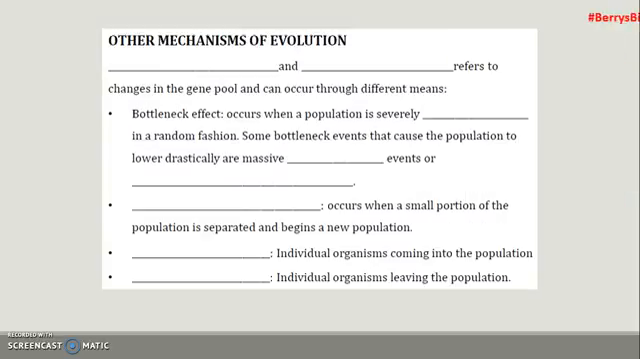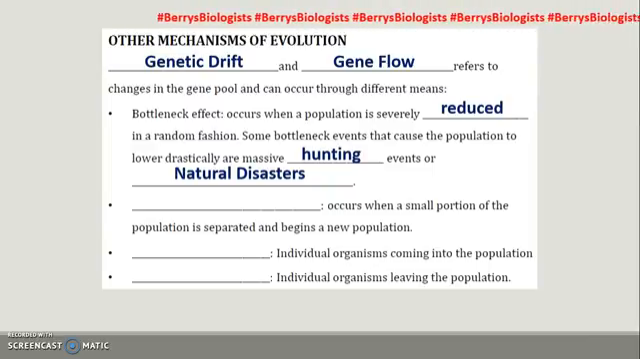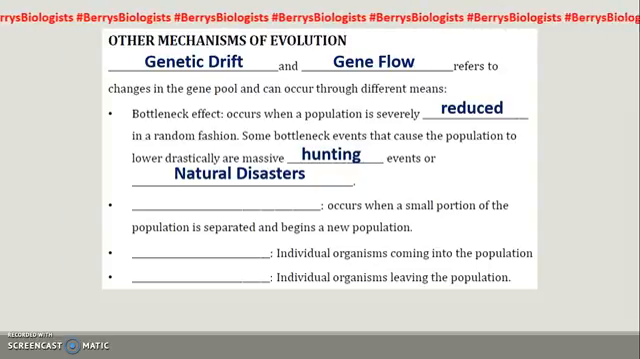All right, so other mechanisms of evolution, genetic drift and gene flow, refer to changes in the gene pool and can occur through different ways. So first you have the bottleneck effect.